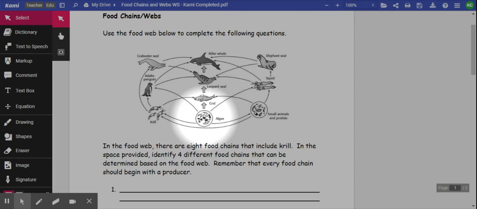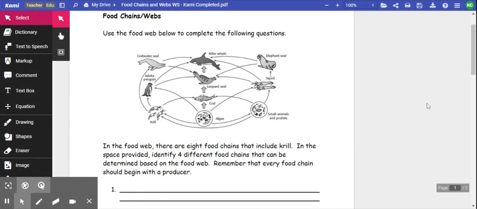So, algae, we could say that the squid could eat the algae because the arrow is pointing from the algae to the squid. That means the algae is giving its energy to the squid because the squid eats it. Then we could have the squid give its energy to the elephant seal. Then the elephant seal gives its energy to the killer whale. And there's no arrows pointing away from the killer whale, so that's our apex predator. So let's look now at these questions.